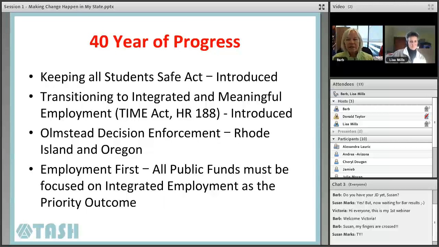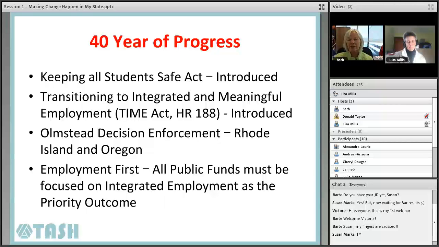So this slide covers a few things that are still in action, as well as some things that have been concluded. These are not necessarily all pieces of legislation. The Keeping All Students Safe Act, most of you have heard of over and over again. This act was first introduced and passed the House in 2009. Tash has been very much the driver of this legislation. It's been reintroduced in every Congress since. It has yet to pass.